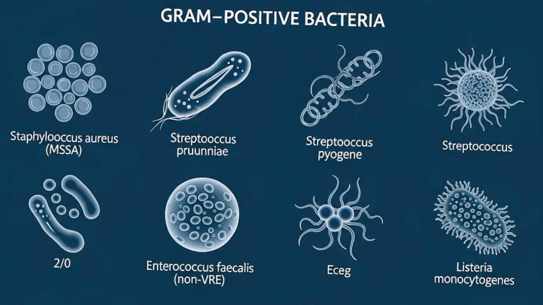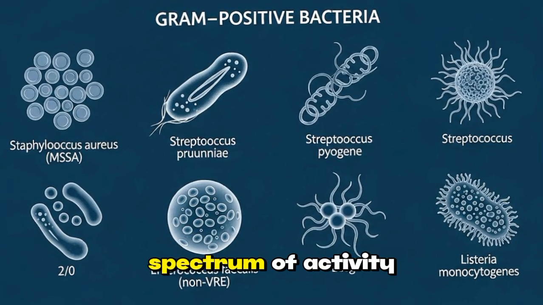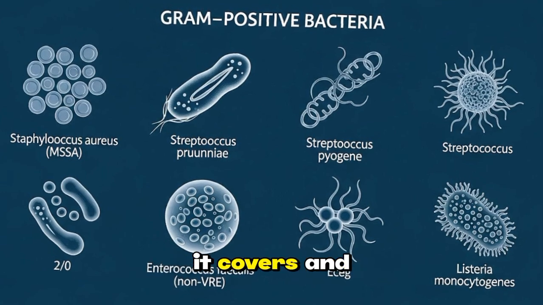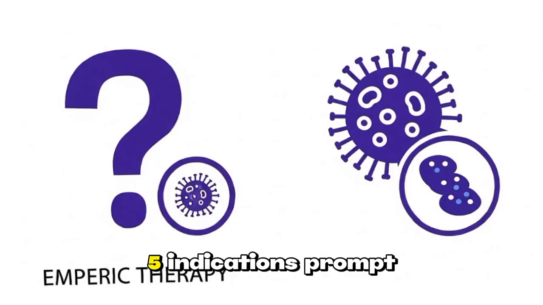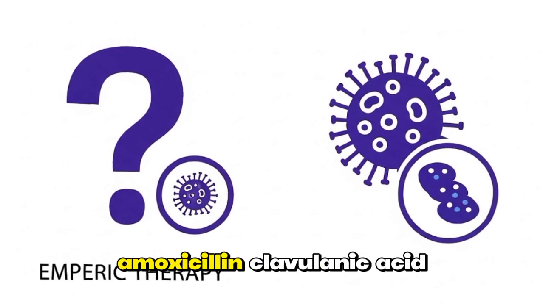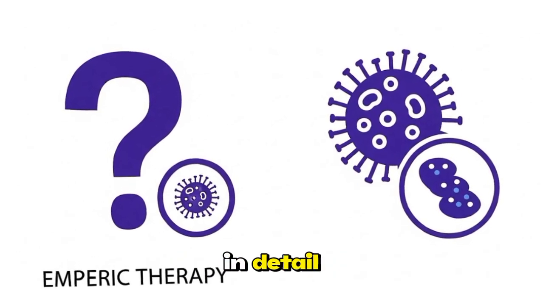4. Spectrum of activity prompt: write about the spectrum of activity of amoxicillin, clavulanic acid, mentioning which bacteria it covers and which it does not. 5. Indications prompt: describe the clinical indications and uses of amoxicillin, clavulanic acid in detail.